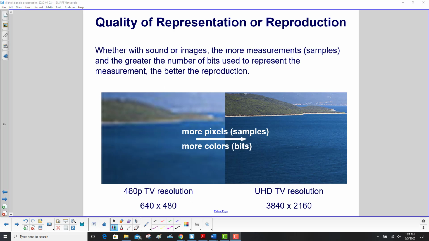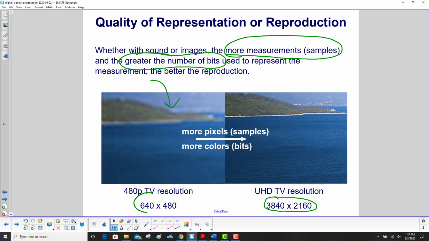And again, let's go over to images. The more measurements, that's one factor, the more measurements or samples you take, combined with the greater number of bits used to represent the measurement, the better the reproduction. So here is a 480p TV resolution with 640 by 480 pixels. And on the right, you have a UHD TV resolution. Look at how many more pixels you have here, right? And you got to multiply them together to see the total amount of pixels.